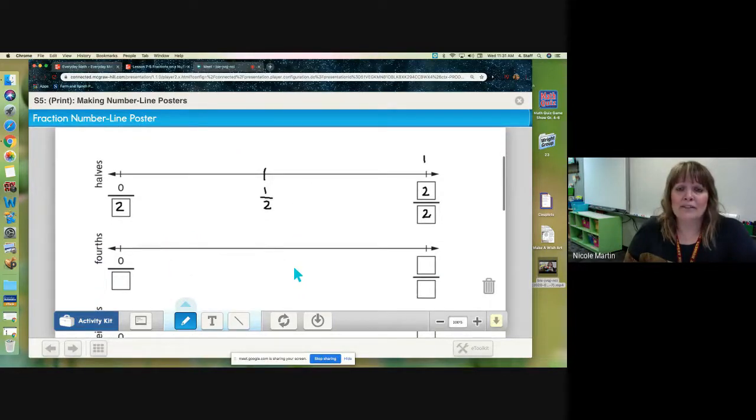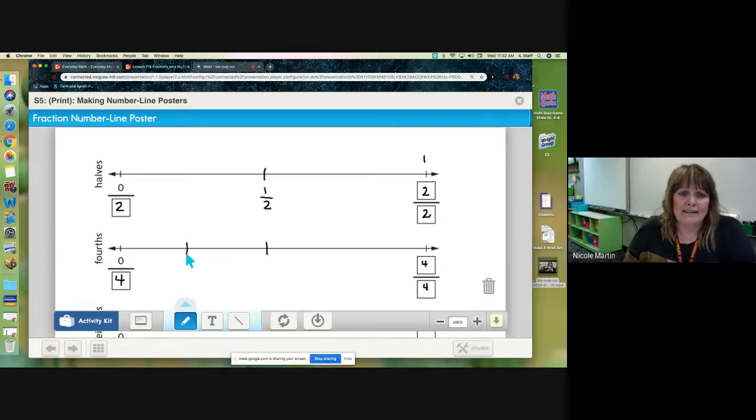So now if we look at our number poster, we're dealing with fourths. So this would be 0 fourths, would be the 0 line. And over here where the 1 would be, we know that we have 4 fourths. And 4 fourths is equal to 1, which would be equal to 2 halves. Now the easiest way sometimes is to find the midway point. So we know that we want to break this number line into 4 equal pieces. So I'm going to put a line there.